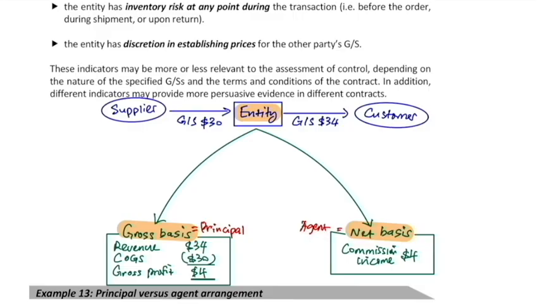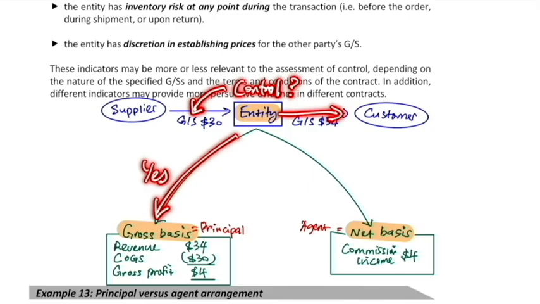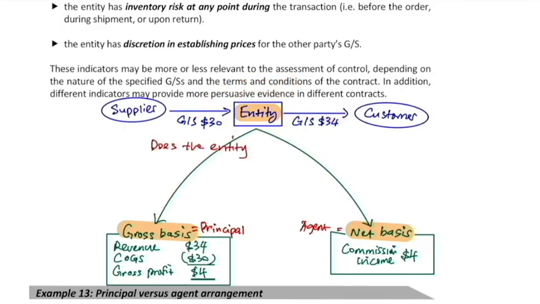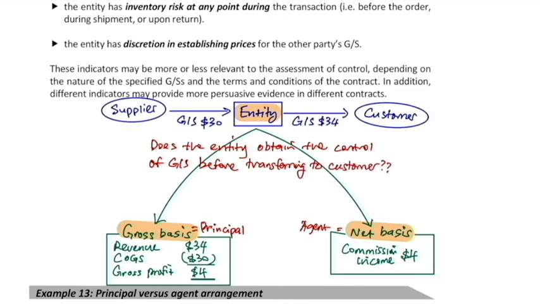How do we know whether the entity is a principal or agent? Does the entity control the goods and services before it transfers to the customer? If the answer is yes, this indicates the entity is a principal. If the answer is no, the entity is an agent. Does the entity obtain control of the goods and services before transferring to the customer? If the answer is yes, this indicates that it's a principal. If the answer is no, this suggests that it's an agent.